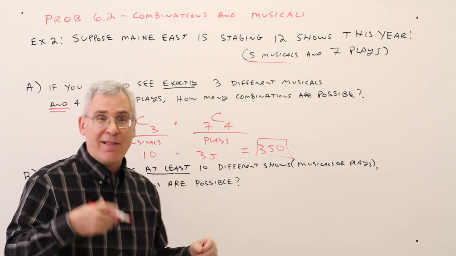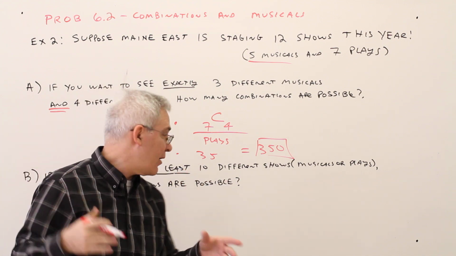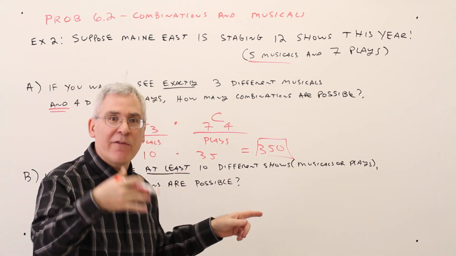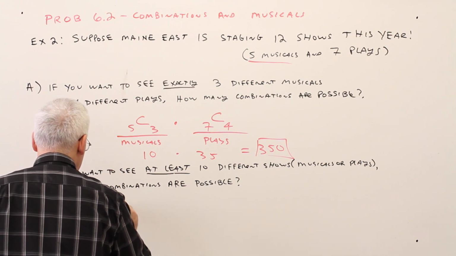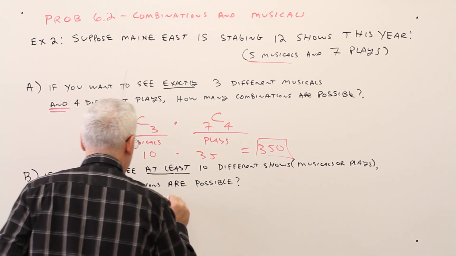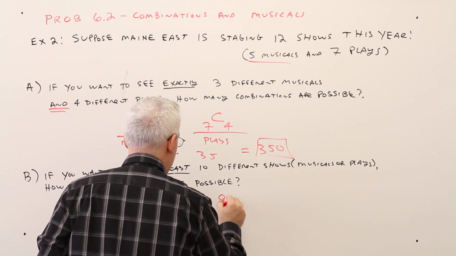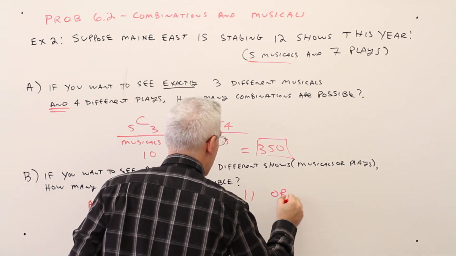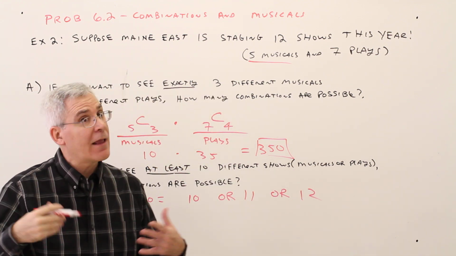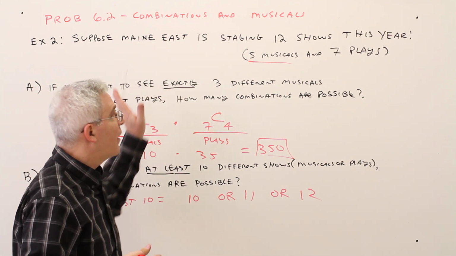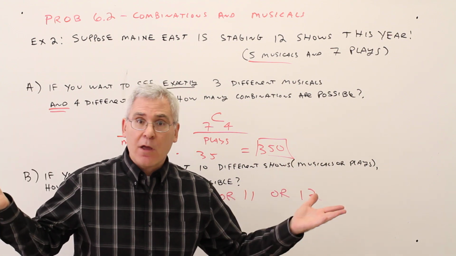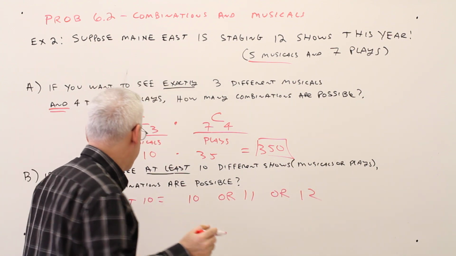If they said something like at least 1, I would do that total minus thing, but I could easily add 10 or 11 or 12. So I'm going to say at least 10 equals 10 or 11 or 12. And again, the word or means to add. So let's find out for 10. Out of all 12, choose 10.